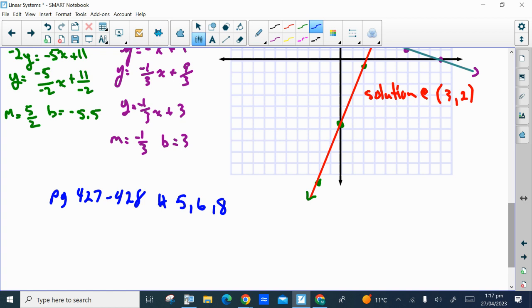You should have been able to count that right from your graph. Where do they intersect? What is the point of intersection? Count on your graph. Okay?